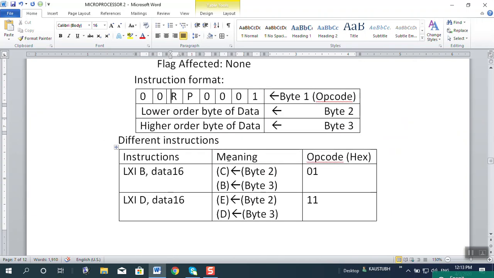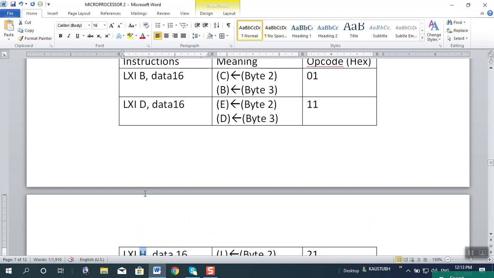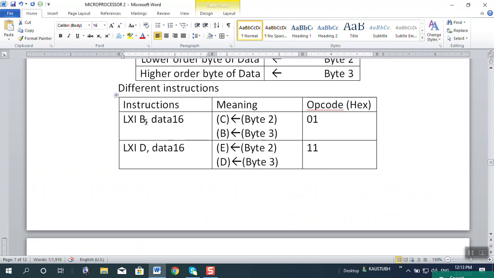Therefore there are different instructions like LXI B, as I mentioned, B for BC, D for DE, H for HL. So LXI B means it is indicating the BC register pair. So the BC register pair will be loaded with data 16, the 16-bit data. Data 16 means it is a 16-bit data. So the lower byte of this data is copied to the lower register C, and the higher byte of this data will be copied to the higher register B. The lower byte of the data is nothing but byte 2 of the instruction, and the higher byte of the data is nothing but byte 3 of the instruction.